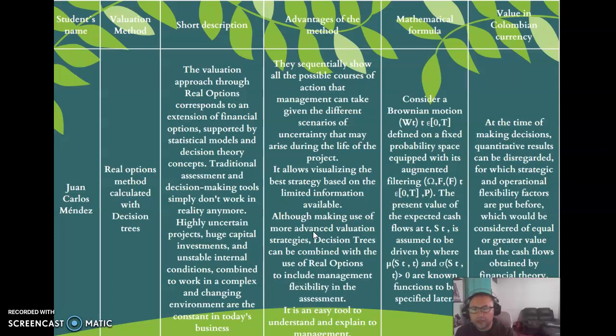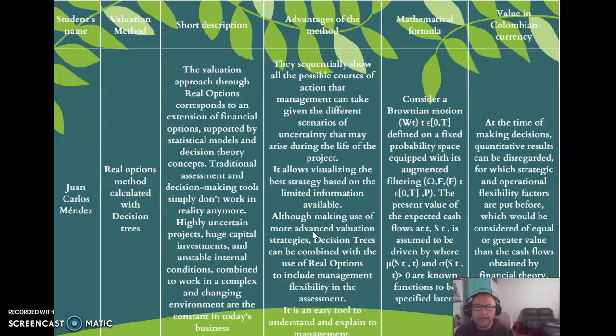decision-theoretic concepts. Traditional assessment and decision-making tools simply don't work in reality anymore: highly uncertain projects, huge capital investment, and unstable internal conditions combined to work in a complex environment that is changing every moment, and these are constant in today's business.